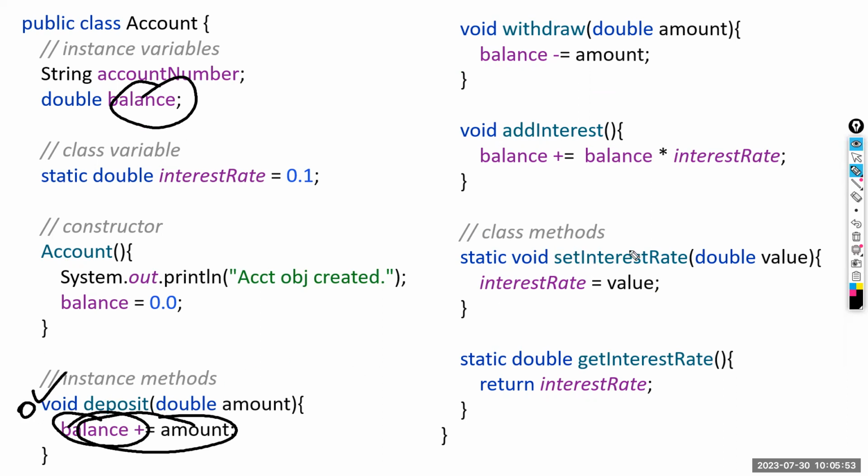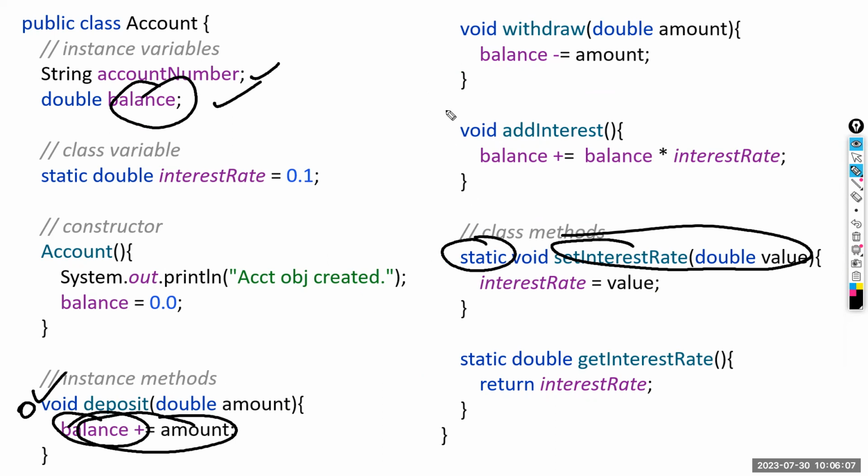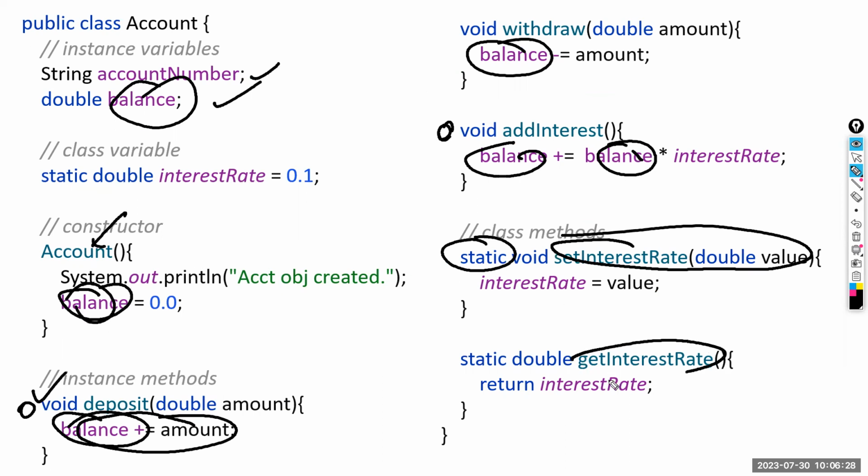But if you say something like set interest rate, it is not referring to any of the instance variables. The two instance variables are account number and balance. So of course it is not referring to any of those. So therefore we can mark it as static. But if you mark something like this as static, you will get an error message because you are referring to instance variables. Of course, your constructor, you can't mark it as static. By default, it must be non-static. And of course, it can refer to instance variables. So this is another static method or class method because it is not referring to instance variables. Okay. So any questions on that?